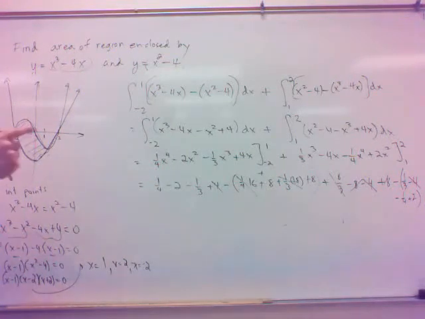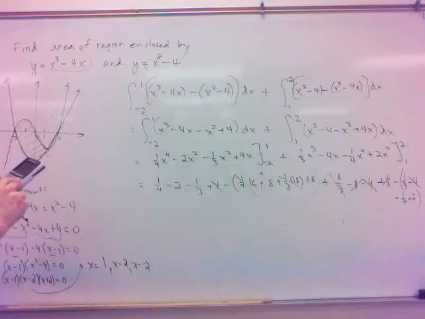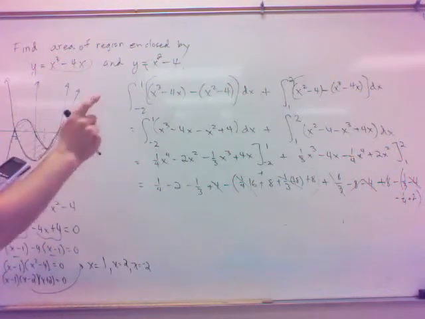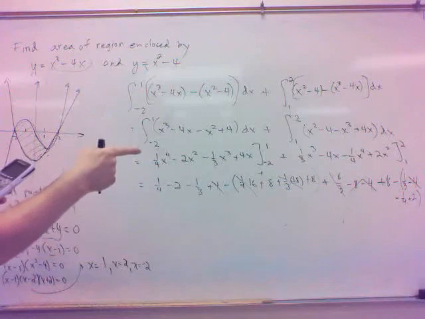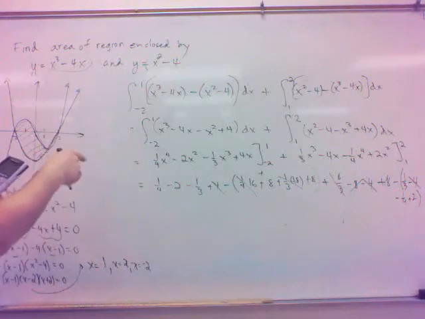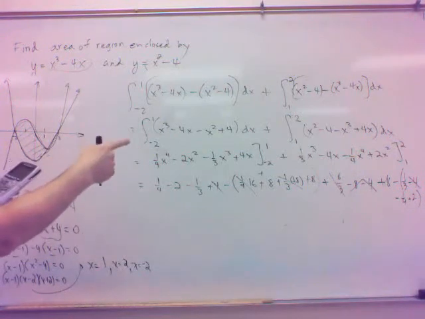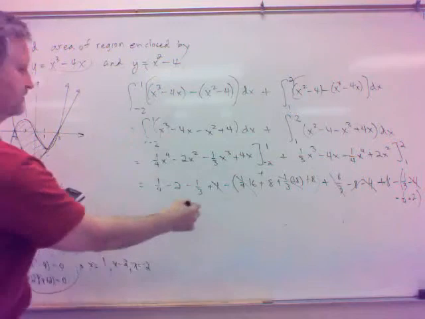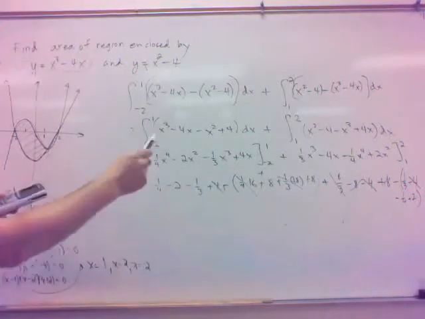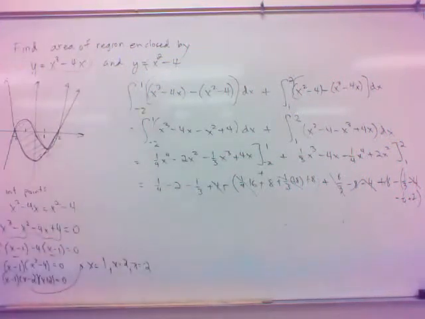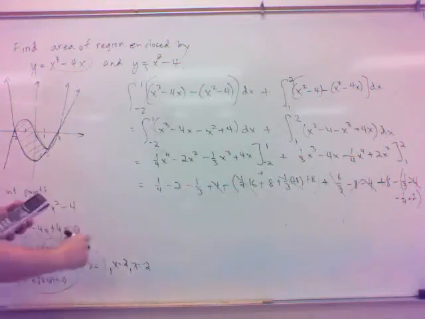What did I say? Minus 1/3. I put plus 1/3. Plus 1/4 minus 2. I think I got it. 1/4 minus 2 minus 1/3. Plus 16. Change those signs. Okay. 11.833, which is 71/6.